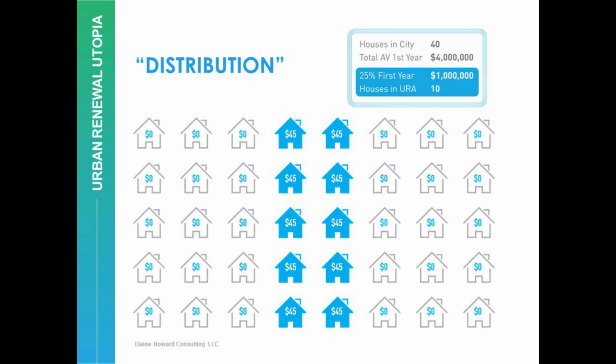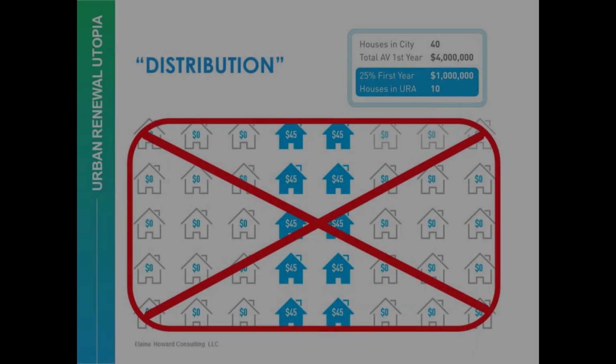The misconceptions stem from whether a line item for the $450 of urban renewal revenues will appear on A, the properties in the urban renewal area only, or B, all properties in the city. Many people assume that the line item representing the $450 of urban renewal revenue will only appear on properties in the urban renewal area. That is not the case.